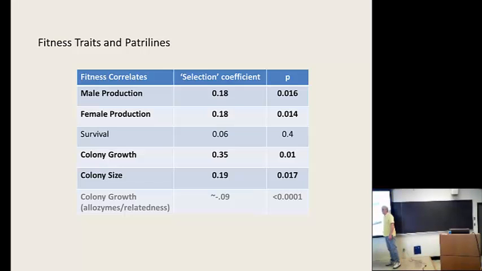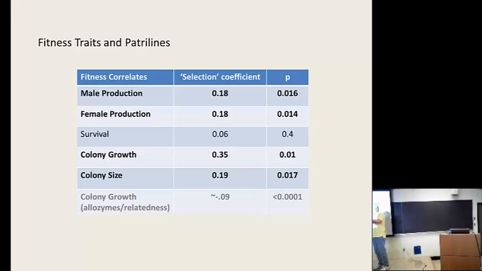Other years it's not so significant. But overall, it's a highly significant relationship between relatedness in a colony and colony growth. Negative relationship, when you combine probabilities across all of the years. It's really a robust relationship between colony growth and colony relatedness. You can't talk about it as a selection coefficient here because there's no linear relationship between relatedness and patriline number. So it's a little harder to interpret.